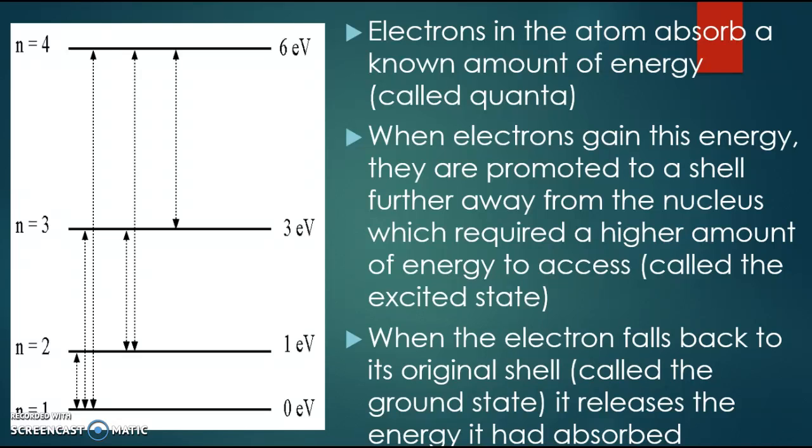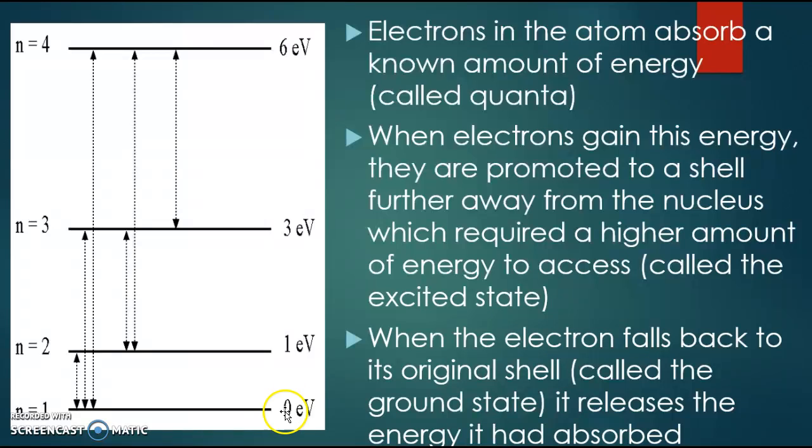Okay, so looking at the next part here. Electrons in the atom absorb a known amount of energy called quanta. So for example, this is the first energy level, okay? So the first one away from the nucleus, the second one away from the nucleus, third and fourth. It's just graphed a little differently, but you can just imagine it going out from the nucleus, and then again, first, second, third, fourth. These are the different energy values that you need to be at these different levels.